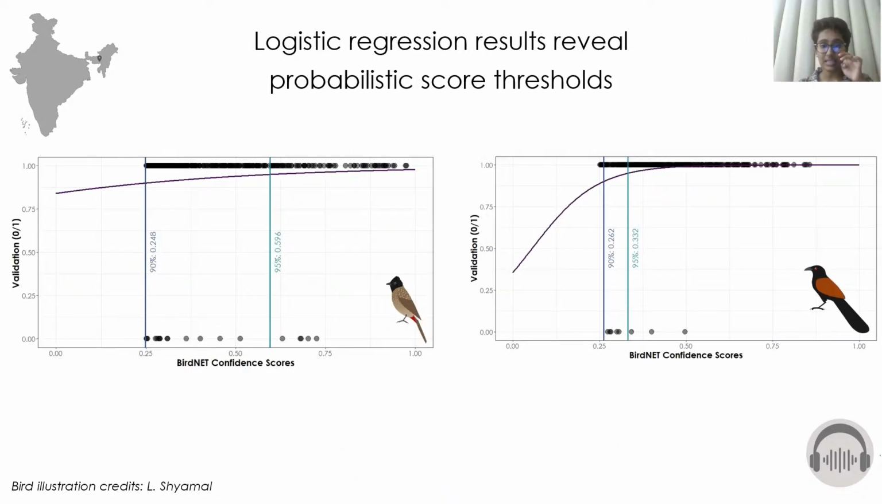Logistic regression suggests that for red-winged bulbuls, detections above the confidence score of 0.248 have 90% probability of being correct, and detections above 0.596 confidence score have 95% probability of being correct. Similarly, for greater kokaul, predictions with confidence scores of greater than 0.262 have 90% probability of being correct, and confidence scores above 0.332 have 95% probability of being correct.